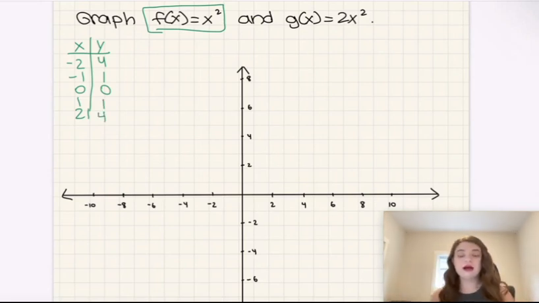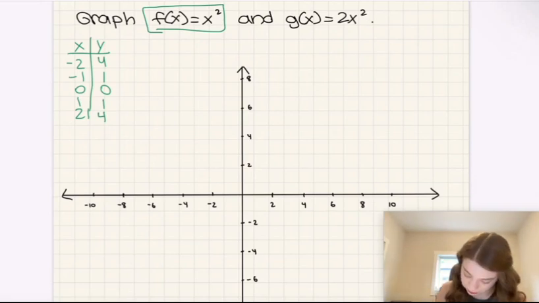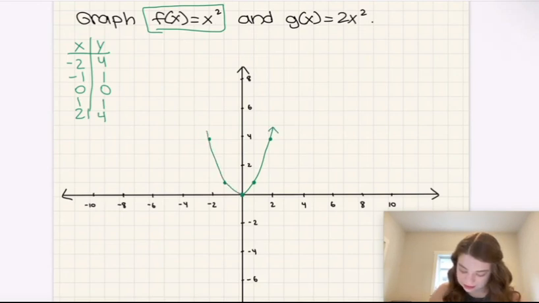Okay, so what I'm going to do is plot all of these points. So we have (-2, 4), which is like that. (-1, 1), (0, 0), (1, 1), and (2, 4), like that. And this is actually the same pattern for every single quadratic that doesn't have any stretching or compressing or anything like that. In this case, this is just our parent function.